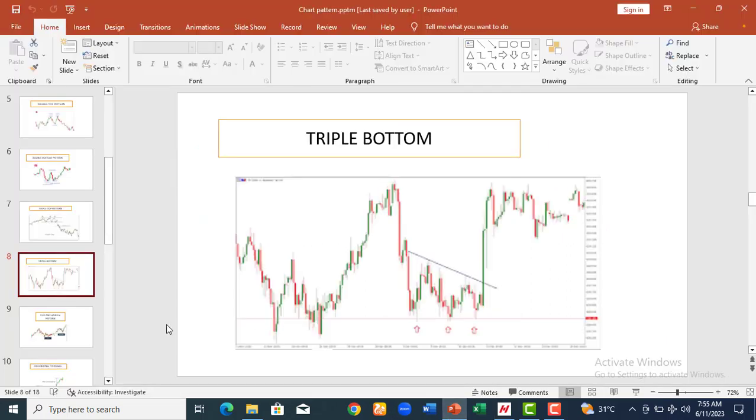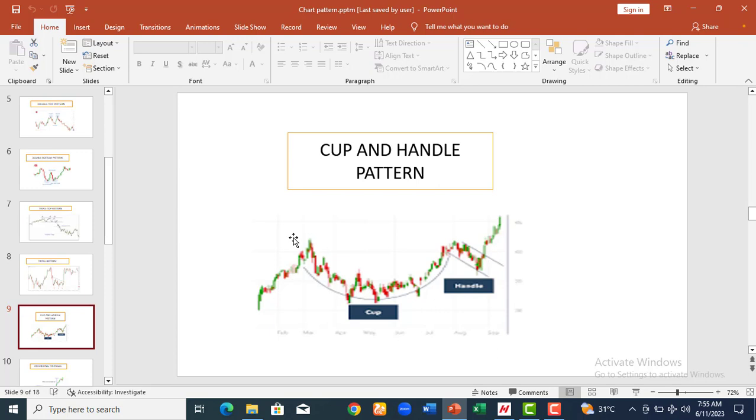Now, we also have the cup and handle pattern. It's still a reversal pattern in the market. All you got to do is to go over there, watch it, observe it, try to see if you can trade with it, and you see it working for you. Then we also have the other patterns known as the continuation patterns.